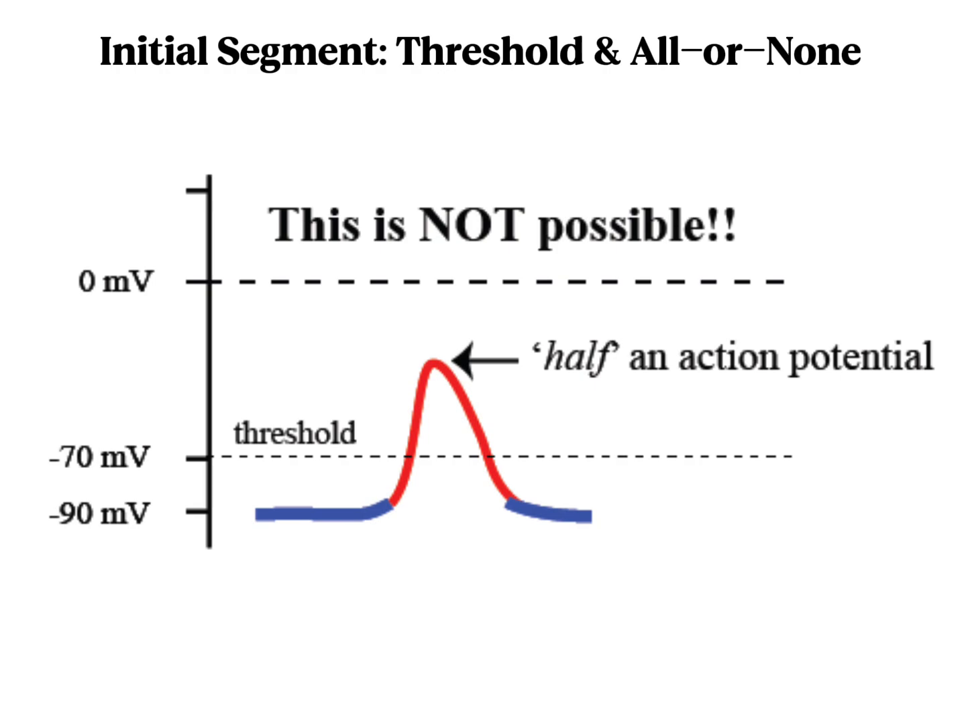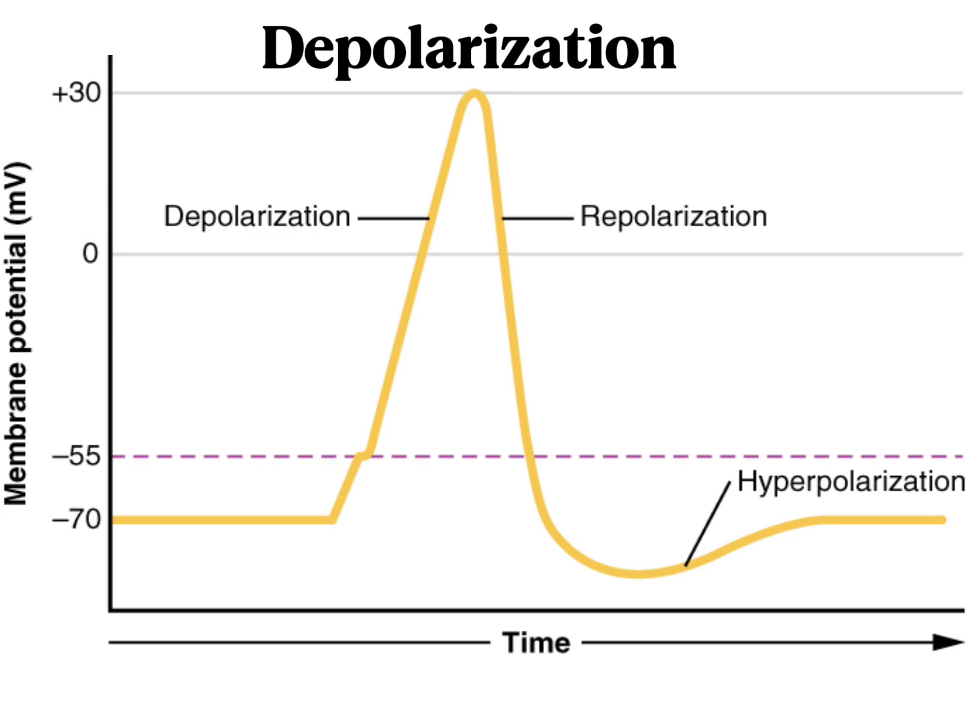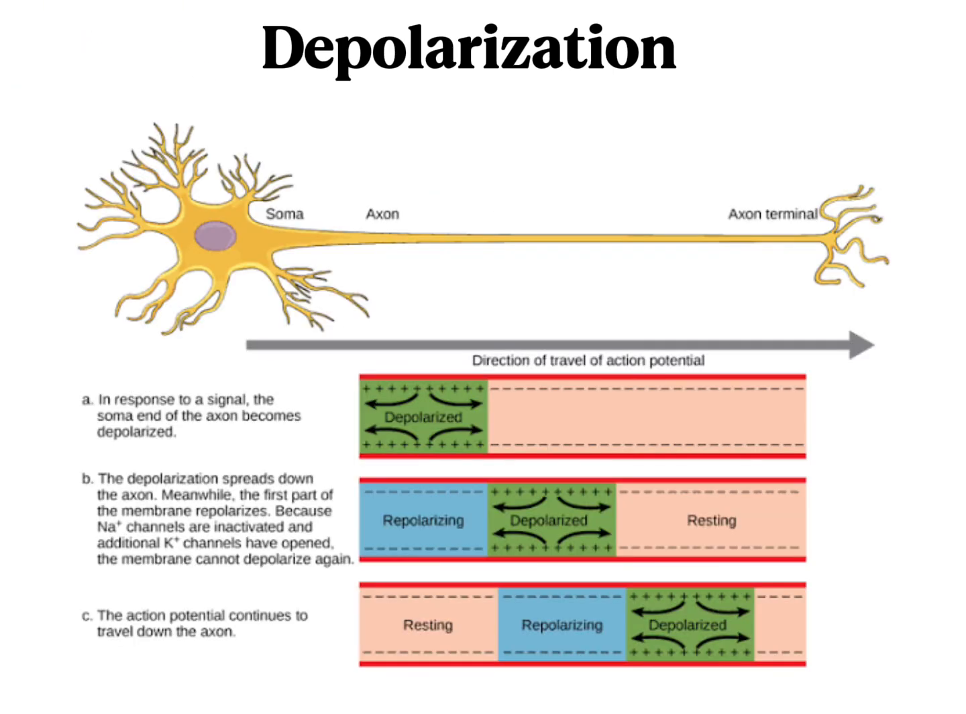And this is the beginning of the action potential. The voltage-gated sodium channels open, sodium rushes into the cell, and the inside rapidly becomes positive, up to about plus 30 millivolts. This sudden flip in charge is called depolarization. It's like the neuron changes mind very quickly.